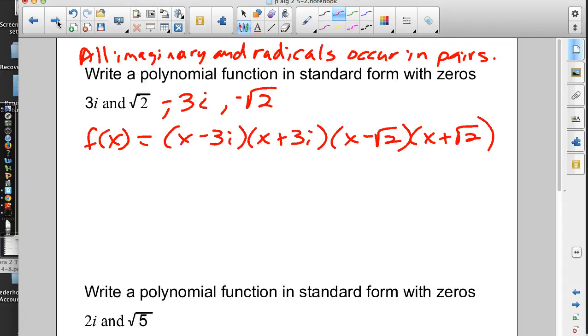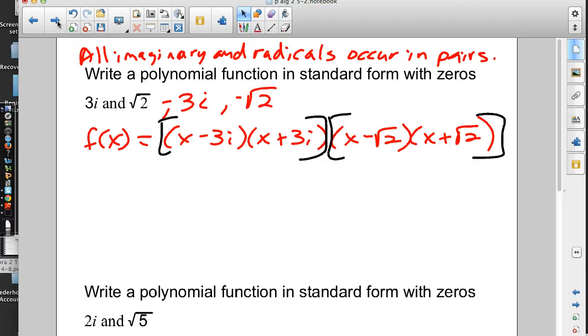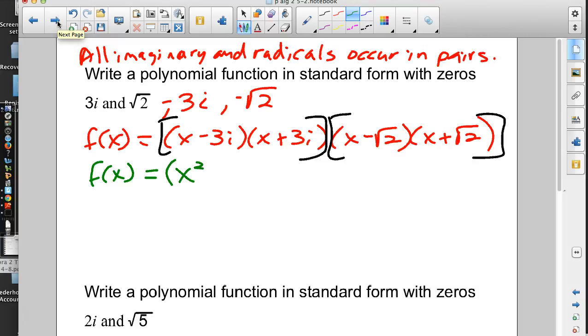Because remember, if we take i times i, we're going to get i squared, which is negative 1. We're going to go ahead and group these two together and these two together. And magic will happen. And we will end up with something pretty decent to work with. So f of x equals, all right, well, let's see here. First times first is x squared. Outside times outside is plus 3ix, but inside times inside is minus 3ix.